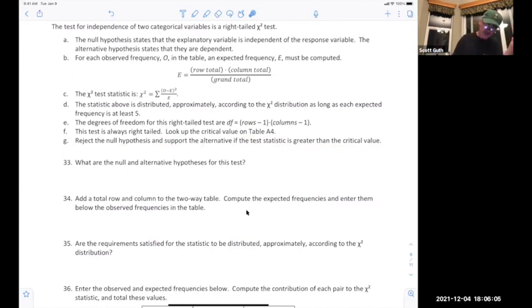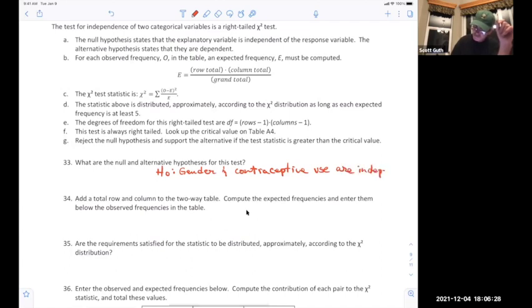So, null and alternative hypotheses here. The null hypothesis was one of independence. So here you would say that gender and contraceptive use are independent. Okay. And then the alternative would just be that they are dependent.